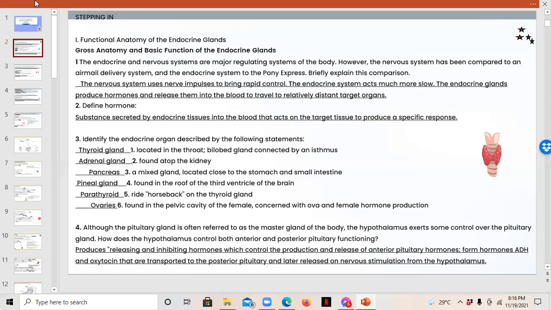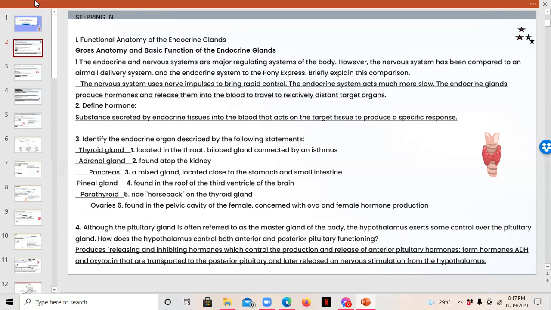The answer is pineal gland. Fifth is riding horseback on the thyroid gland. The answer is parathyroid. And last is found in the pelvic cavity of the female, concerned with ova and female hormone production. The answer is ovaries.